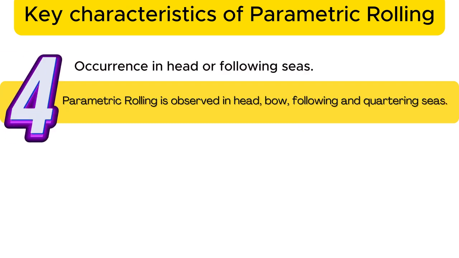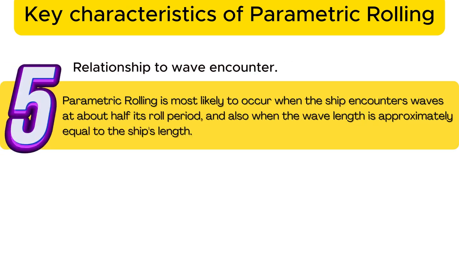Parametric rolling is observed in head, bow, following, and quartering seas. Parametric rolling is most likely to occur when the ship encounters waves at about half its roll period, and also when the wave length is approximately equal to the ship's length. These conditions create a resonance effect that can amplify the ship's rolling motion, potentially leading to dangerous situations.